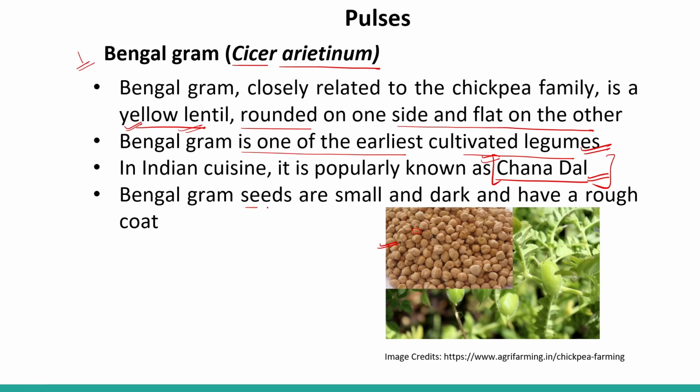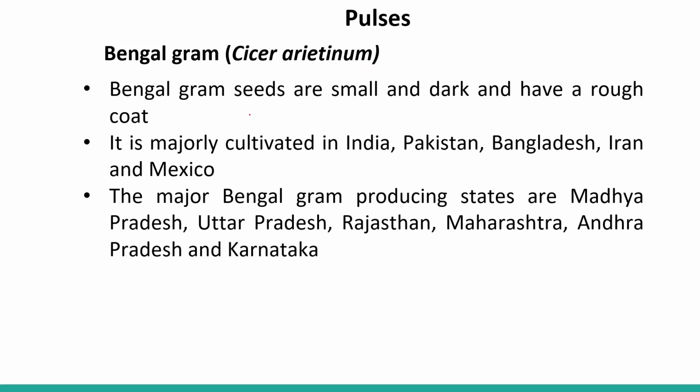The Bengal gram seeds are small and dark and have a rough coat. You can see the rough coat, which is brown in color, sometimes dark brown also. It is majorly cultivated in India, Pakistan, Bangladesh, Iran, and also in Mexico. These are the different countries in which the Bengal gram is popularly grown.